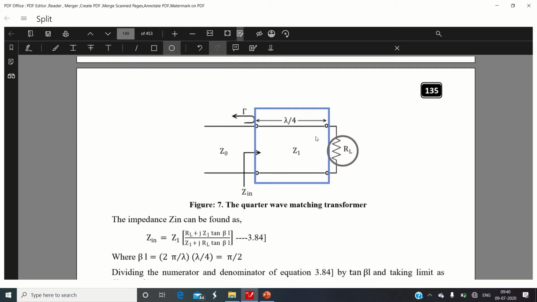So I highlighted the load resistor with a circle. Now this load resistor has only a real value. I want to match this with the characteristic impedance over here, which is Z0. The aim of using this quarter wave transformer circuit is to make the load resistance equal to the characteristic impedance of a transmission line by inserting a lambda by 4 piece of a transmission line.